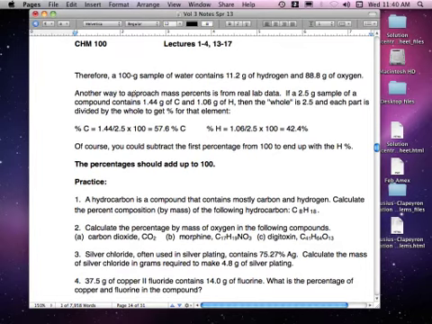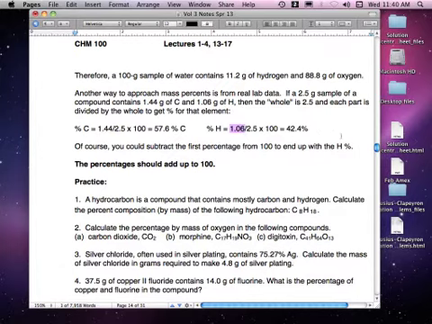Another way to approach mass percentages is from real data. So if you had a 2.5 gram sample of some compound, okay, and you knew that it contained 1.44 grams of carbon and 1.06 grams of hydrogen, the whole part is how much the whole sample weighed. The carbon part is the 1.44. You're going to get the same answer as if you had a formula and you did it from the formula, okay, if the compound's the same. So carbon part over the total, hydrogen part over the total times 100.